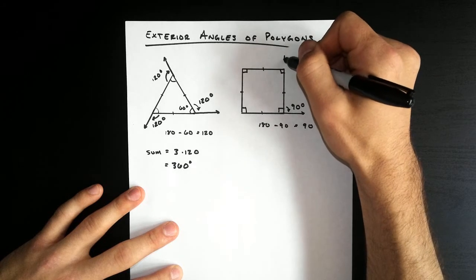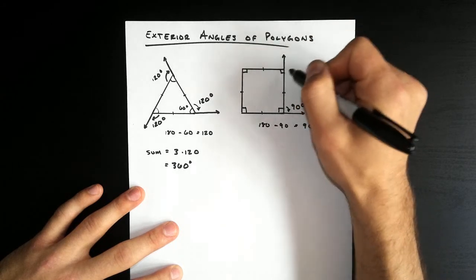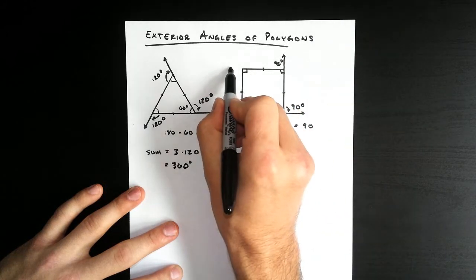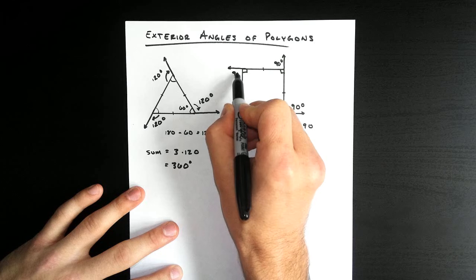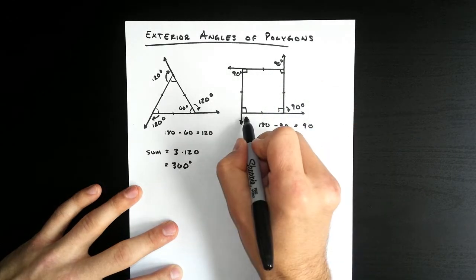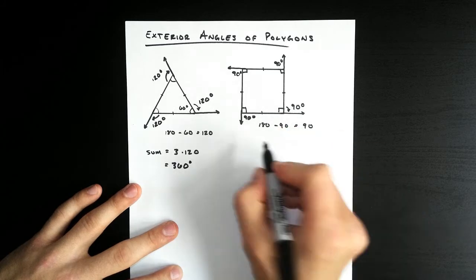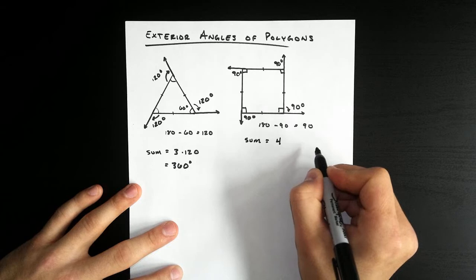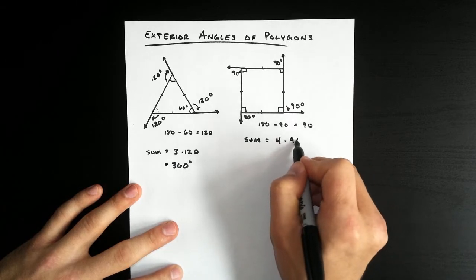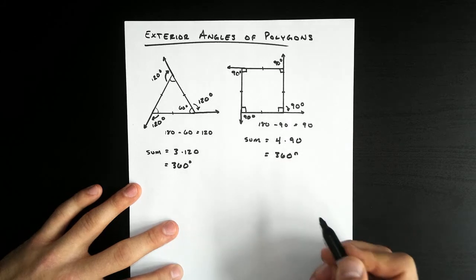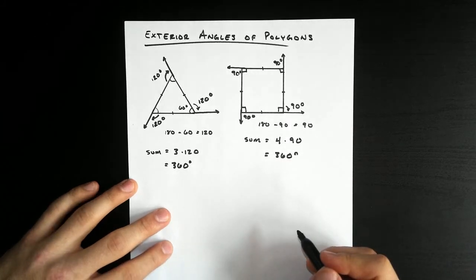And then if we do the same thing moving around, we have another exterior angle here. This one's 90. We extend out this side. This is 90. We extend out this side. This one's 90. So the sum, we have four exterior angles. Each one of those four is 90 degrees. And we end up with 360. So we end up with the same thing.